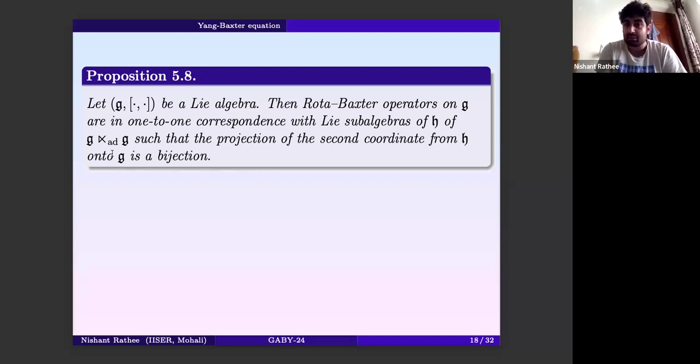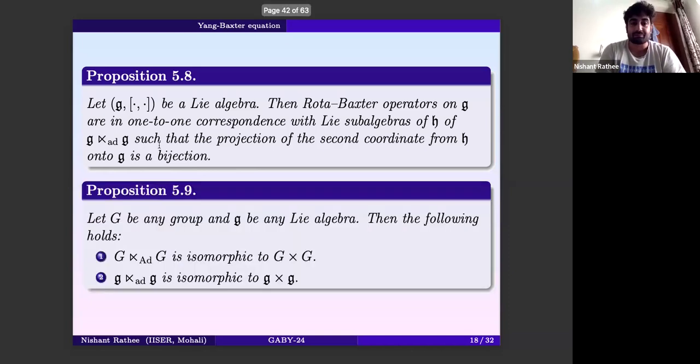These are very standard terms in this theory. The proof follows similarly. Suppose you have a Rota-Baxter operator, then you define its graph (Rx, x). Then this will form a subalgebra of the semi-direct product. And suppose you have such a subalgebra, then you associate the first coordinate to the second coordinate. It will define a Rota-Baxter operator over that Lie algebra. So the proof is very similar to the group case. We have the following proposition as well.